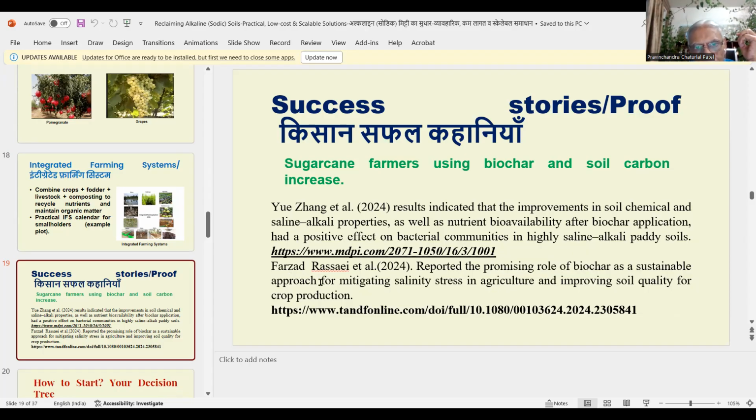Then Farjad, Rusai, Danish and coworkers 2024 reported the promising role of biochar as a sustainable approach for mitigating salinity stress in agriculture and improving soil quality for crop production.